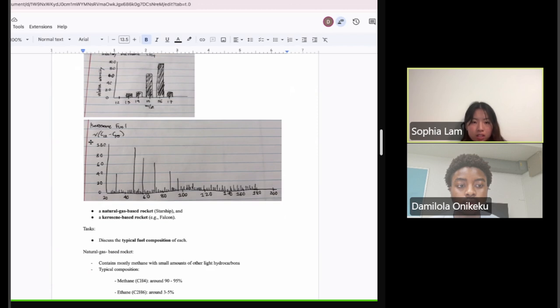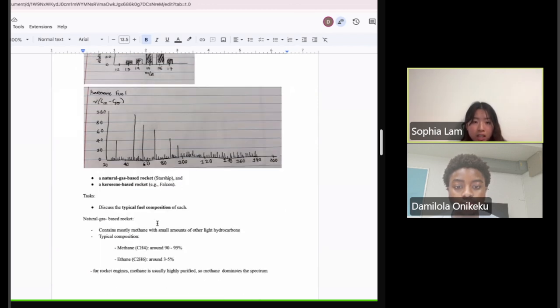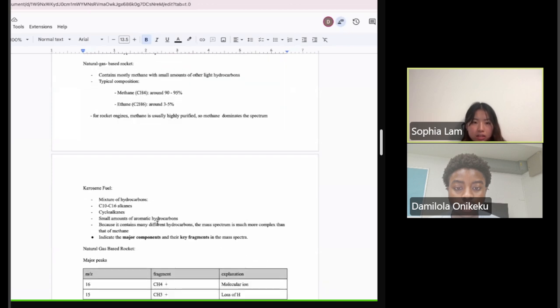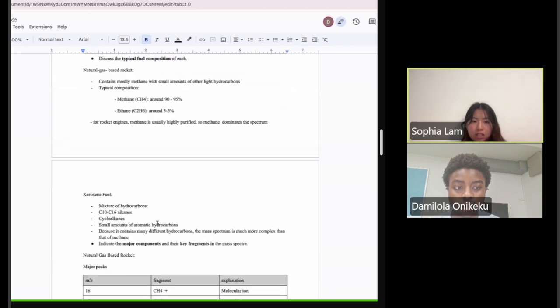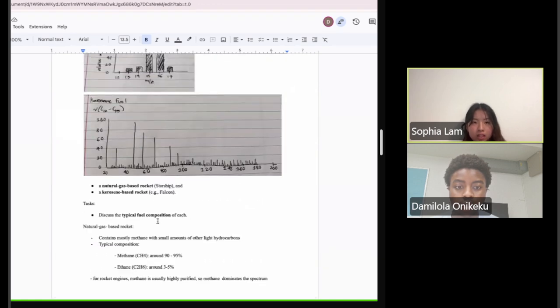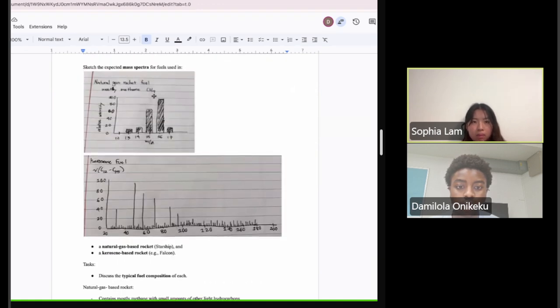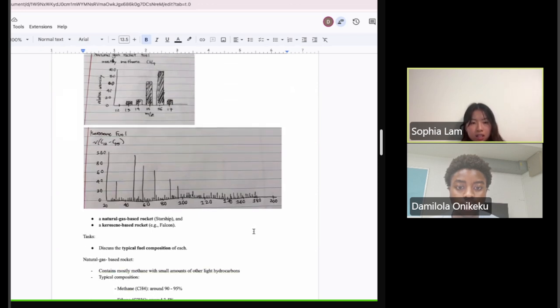And then for kerosene, it's much more complicated because kerosene is a mixture of hydrocarbons, and since it's a long chain of hydrocarbons, it's not as clear as the mass spectrometry for natural gas, which is why we see lots of fluctuations here in the second graph.